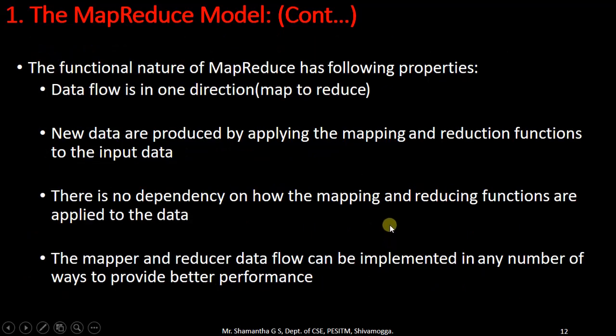By seeing the above examples, we can come to these conclusions. The functional nature of MapReduce has the following properties. The first one is that data flow is in one direction, that is map towards the reduce, not in the opposite way. New data are produced by applying the mapping and reduction functions to the input data. There is no dependency on how the mapping and reducing functions are applied to the data. The mapper and reducer data flow can be implemented in any number of ways to provide better performance.